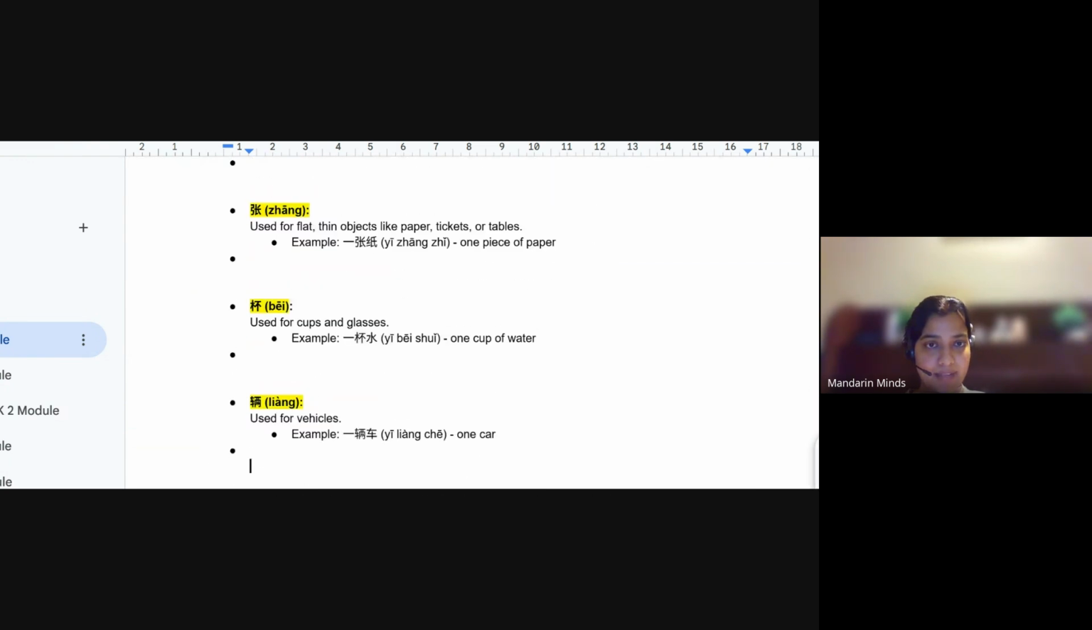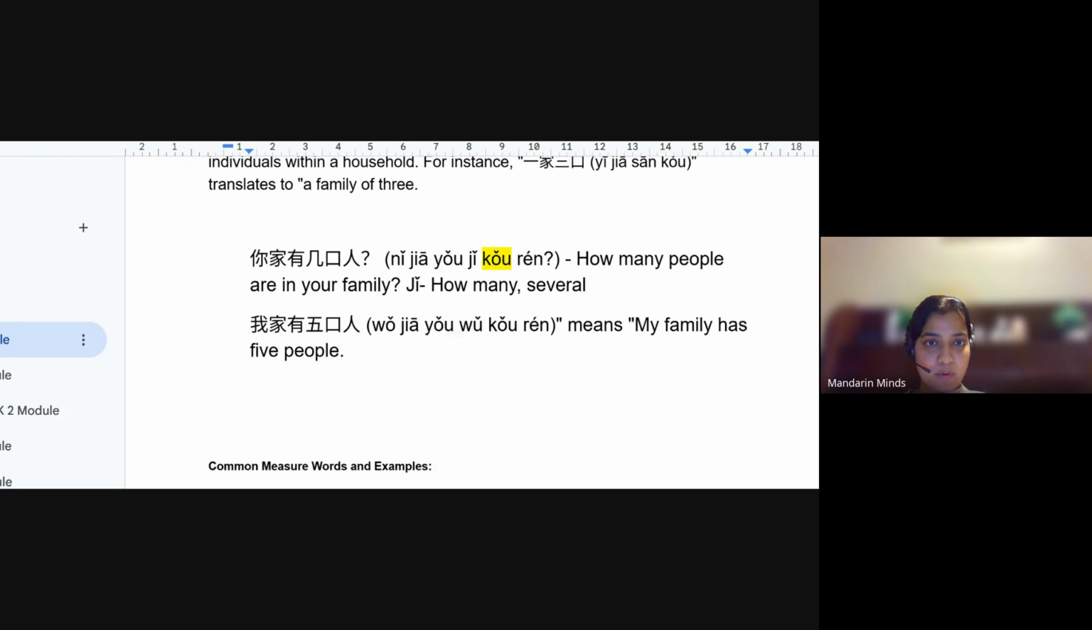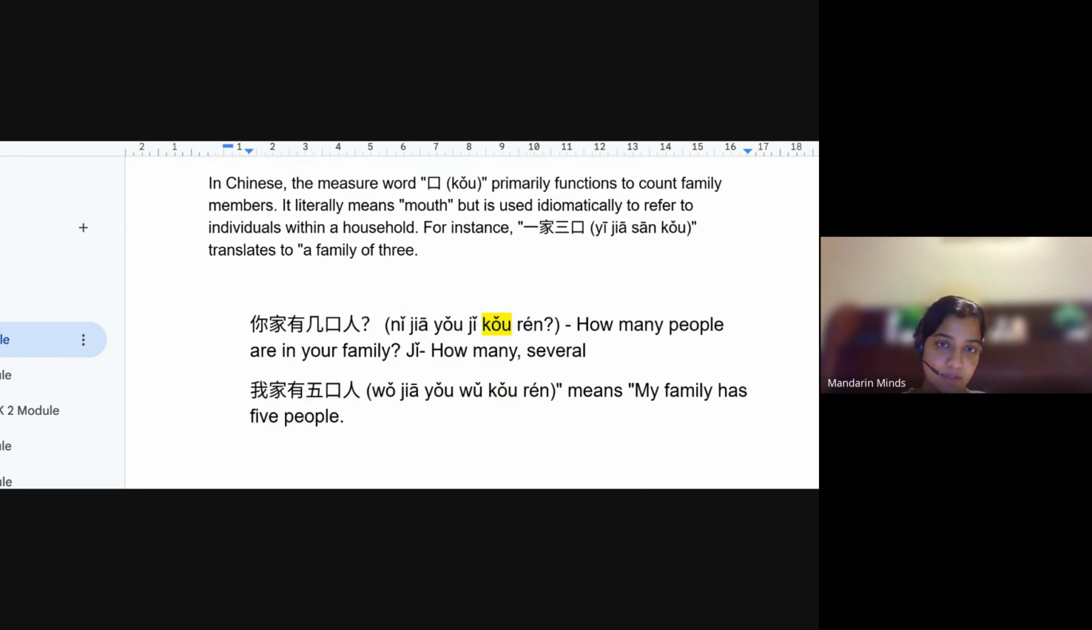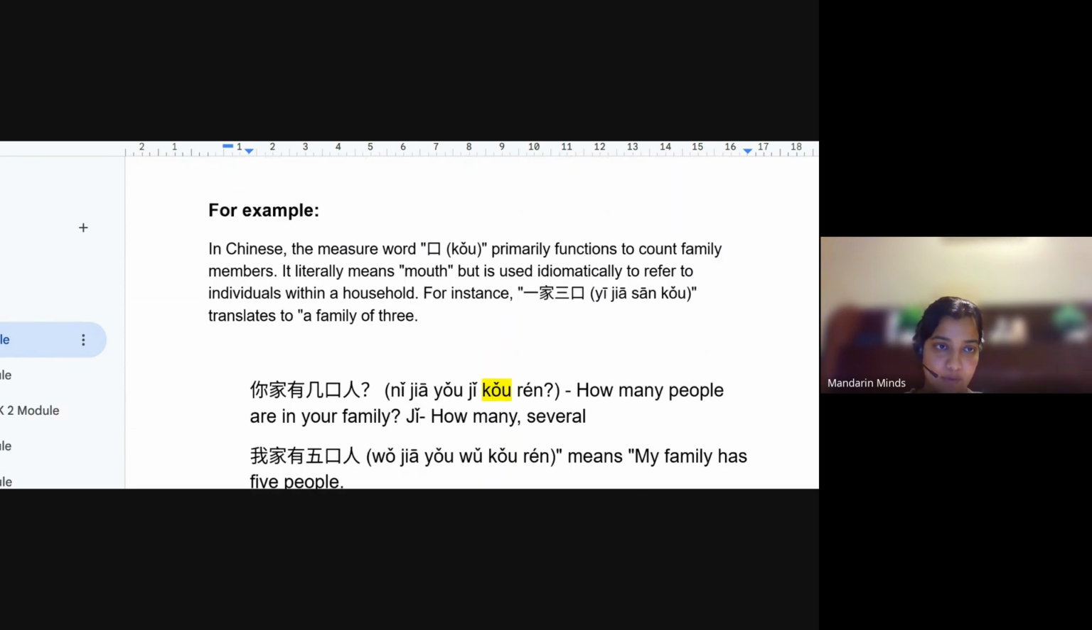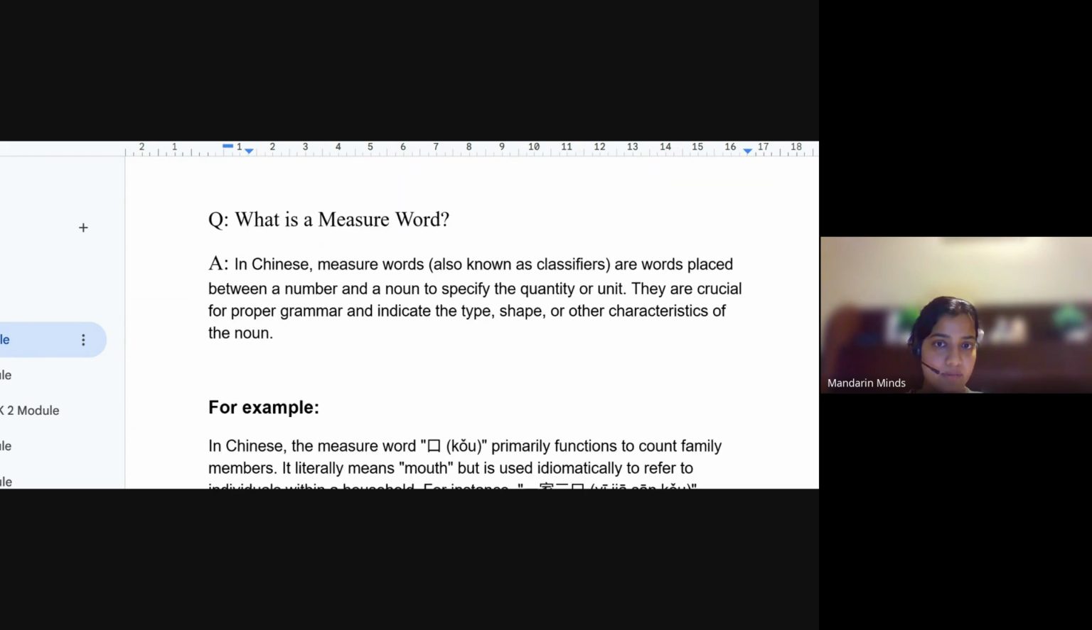So that is how measure words play an important role in this language for better understanding of the word, for better specification of the type or characteristic of the noun you are talking about. This is a very important part of the spoken Chinese. That's all.